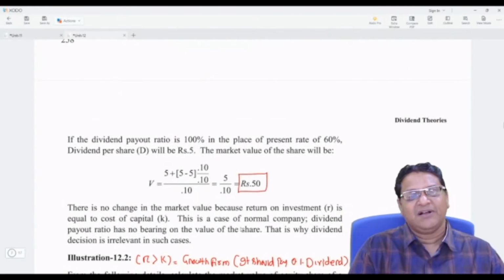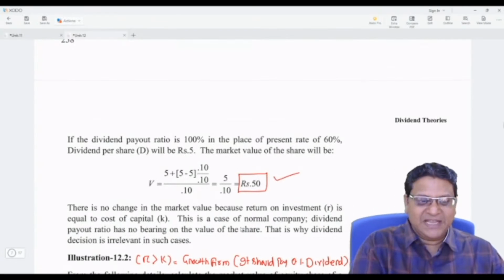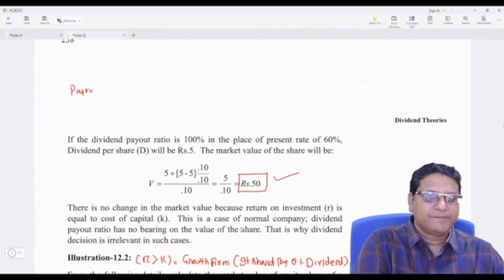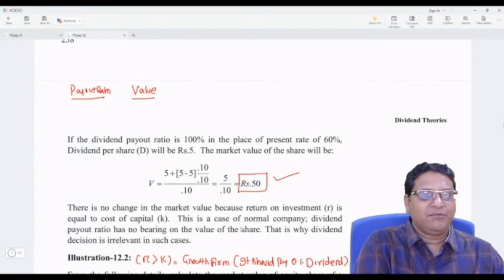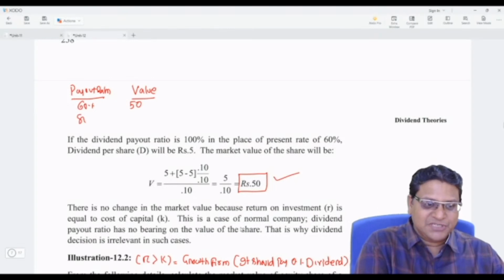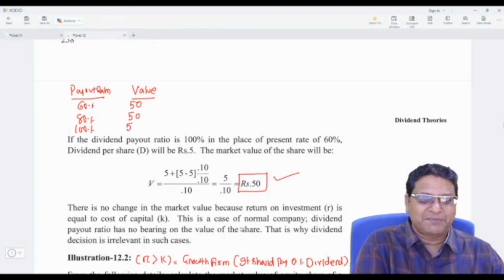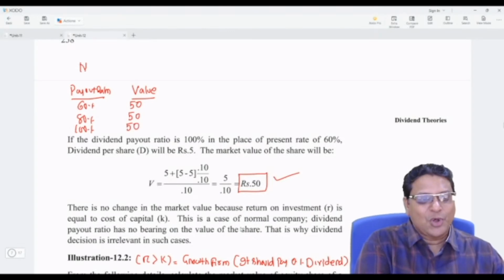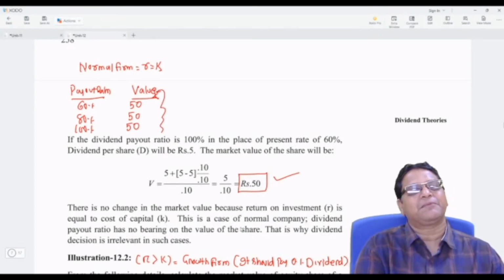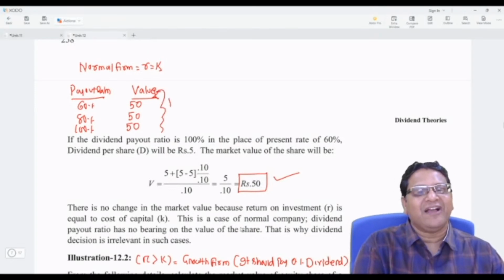So it means in every case, if the payout ratio is 60%, value is 50 per share. If it is 80%, you will find value is 50 per share. If it is 100%, you find value is 50 per share. It means in case of a normal firm, where R is equal to K, dividend policy does not affect the value of the firm. Dividend policy is irrelevant.